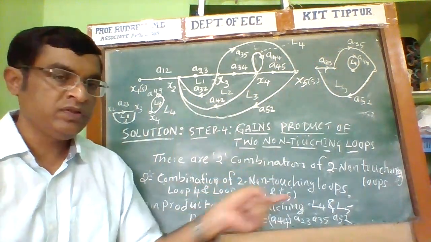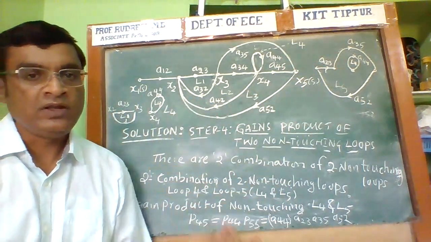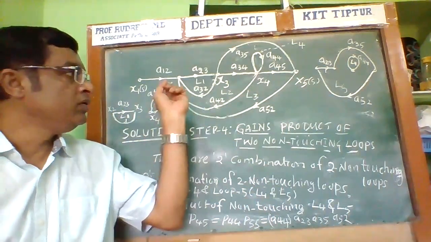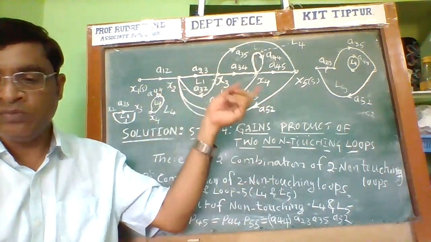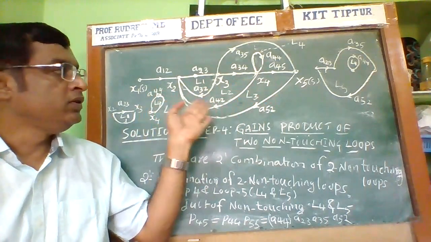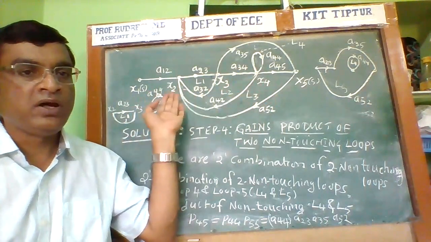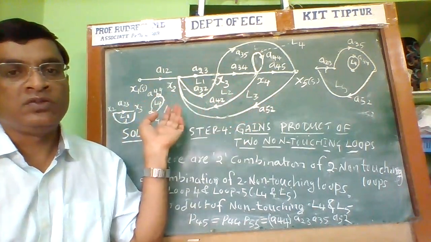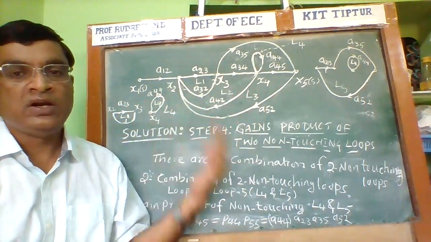Now this is the second loop combination. So there are two combinations of two non-touching loops. After inspection of the graph, there are no combinations of three non-touching loops.